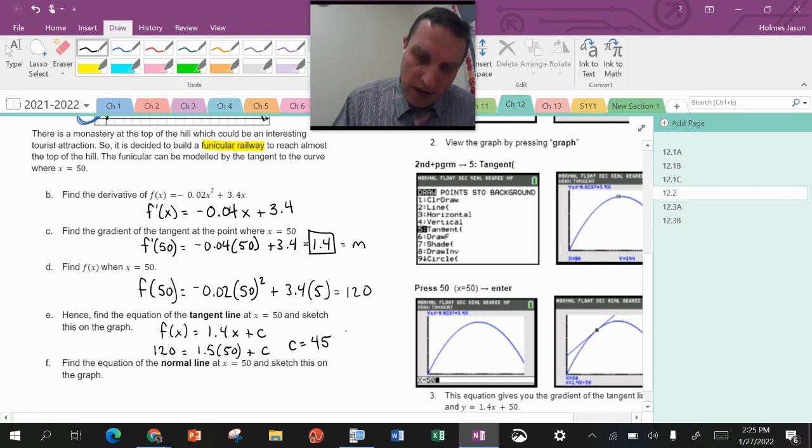We'll put this in now. We have f of x, well, actually, we already have it right there. Let's just erase the c and put in the value. Okay, so that's the equation.